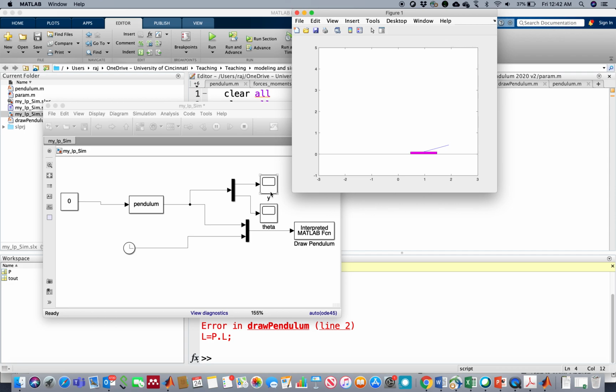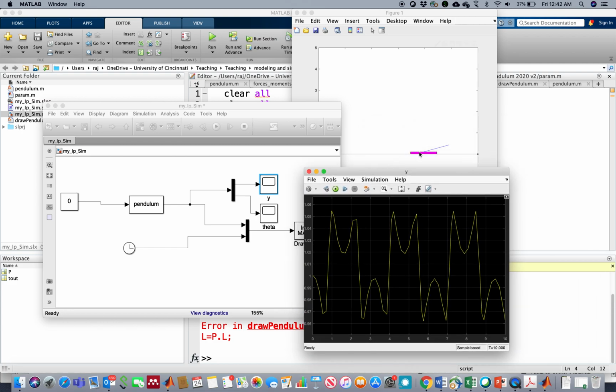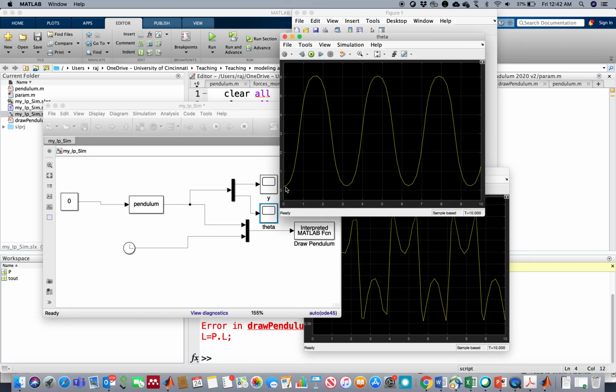Now let's see the plot for y first. As I said, your y also had a slight movement of around a meter, so your cart moves in this direction and this direction around a meter. And similarly theta: you can see theta starts at 0.2, crosses zero, goes to the other side, and comes back to 0.2. Because there is no friction, it keeps repeating this sequence.